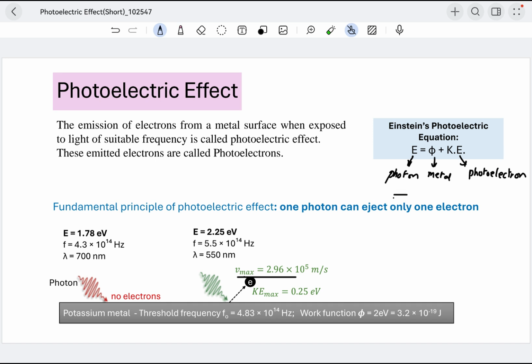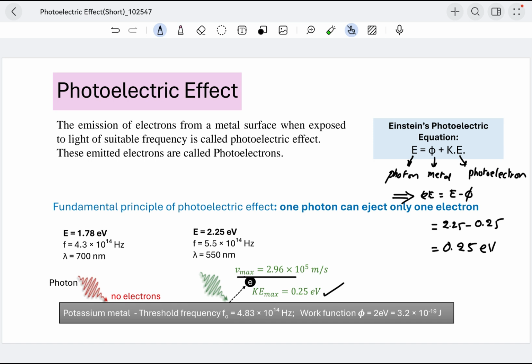So from this we can write, kinetic energy is equal to the energy of the photon minus the work function. So that is 2.25 minus the work function 0.25, which is equal to 0.25 electron volt.